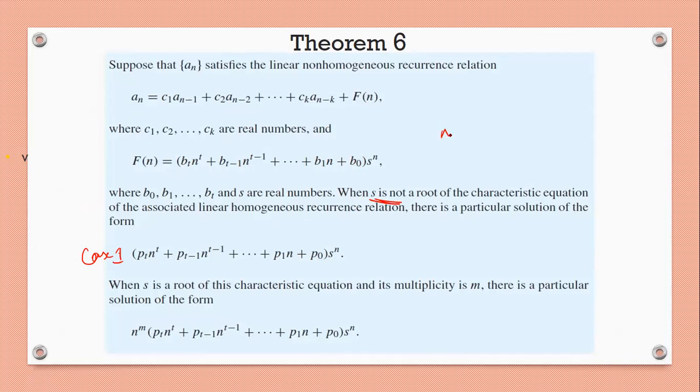Okay. That is, suppose we have n square plus n plus 1 into 7 power n, and 7 is not a root of our equation, then we will write p2 n square plus p1 n plus p0 into 7 power n. This is how it is written. Suppose s is a root of this characteristic equation and its multiplicity is m, then we simply multiply n power m to this case 1. So this will become your case 2. Okay. So I hope you have understood this. It is a bit confusing, but we will see an example and then it will be clear. So let's see an example for the same.